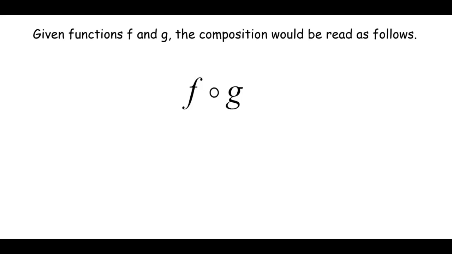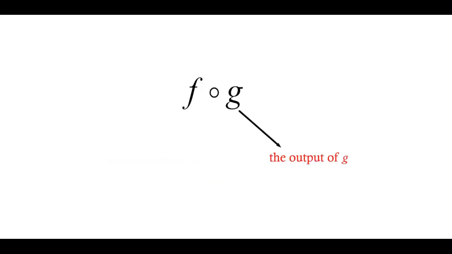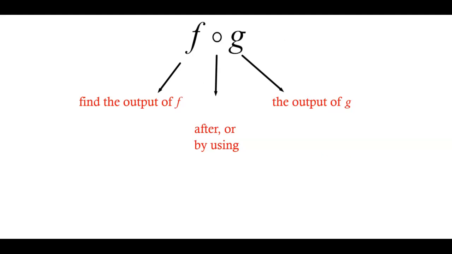Given functions f and g, the composition would read as follows. Find the output of f by using the output of g. So what we're going to do is kind of work backwards according to the way this looks. We're going to find the output of g first, and then once we find the output of g, it is going to become the input of f for us to get our final output of this composition.